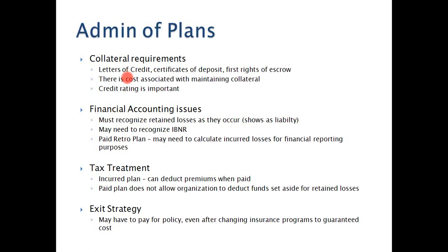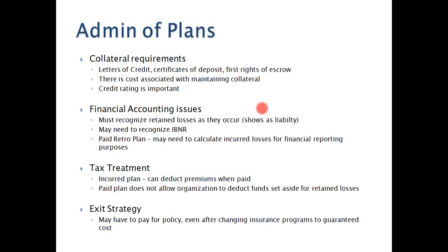So the administration of these plans that you need to be concerned about is collateral requirements. You're going to require letters of credit, either certificates of deposit or forced rights of escrows, essentially meaning that if something happens, they get the money first before anyone else. There's a cost associated with maintaining the collateral. So if you want to borrow money or if you have a security, there's a certain premium that's going to be charged for that. And when you do that, credit rating becomes really important. If you have a low credit rating, you're going to pay more to borrow those monies to get that certificate or security requirement.